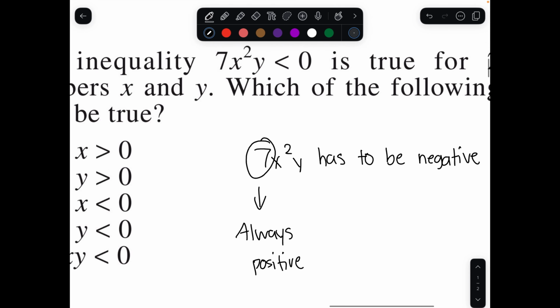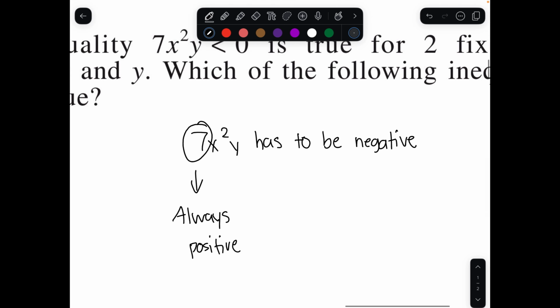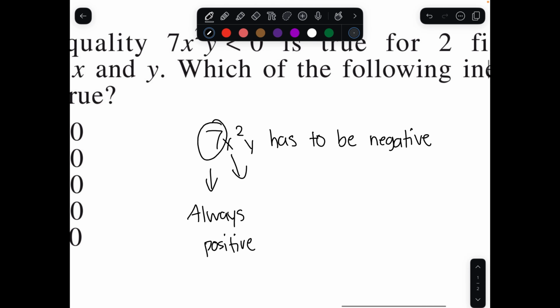The next thing let's look at x squared. If you look at x squared, you need to remember that this is also always going to be positive. And why? Well, if I plug in like 5 for x, it's going to be 25. If I plug in a negative number, like negative 8, the value of x squared is going to be 64. Any negative number squared is a positive number, and a positive number squared is a positive number. So x squared is always going to be positive.